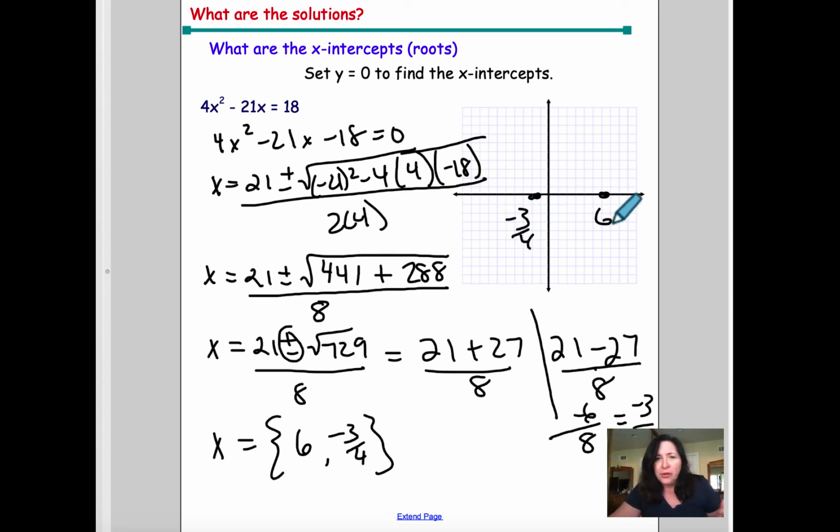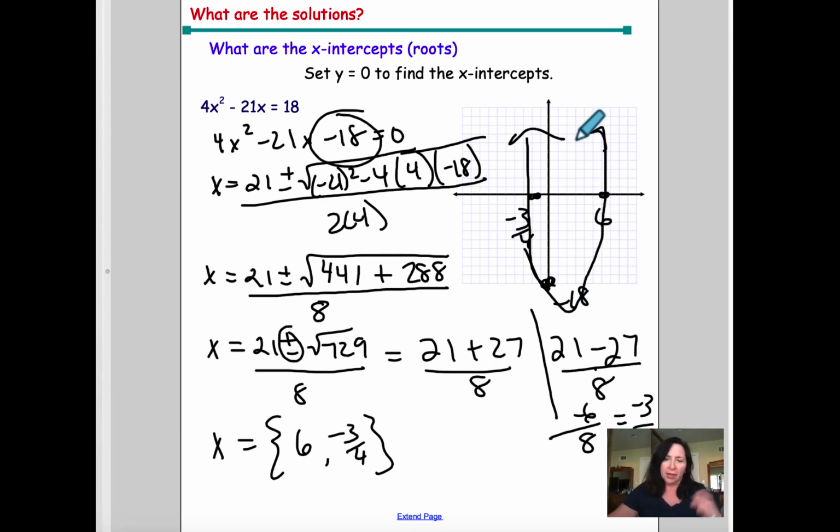Which just tells you that if your y-intercept is at negative 18 way down here, then your graph is going to look something, and it's going to come down like this. That's not the vertex. That's just the y-intercept. So it looks something like that.